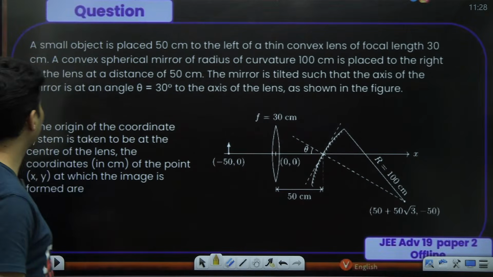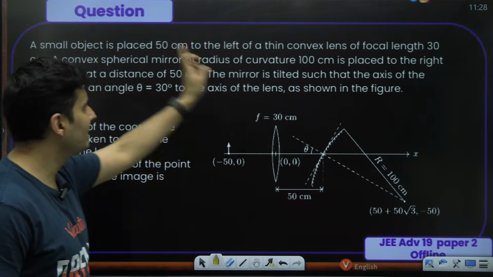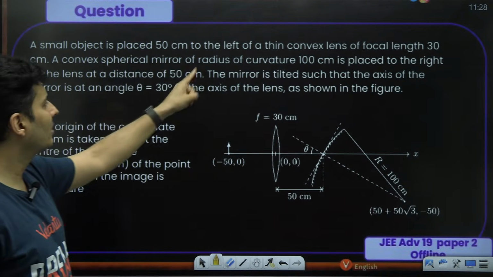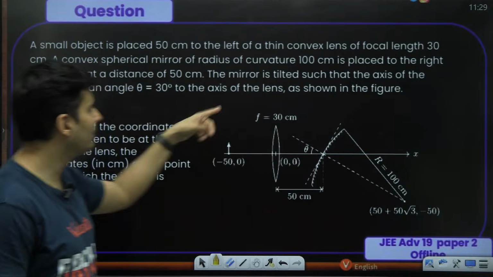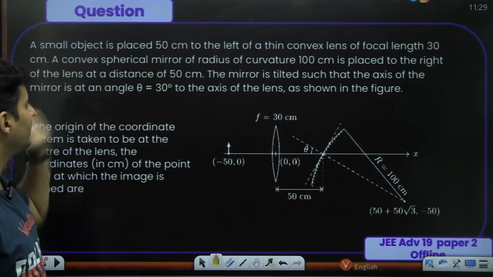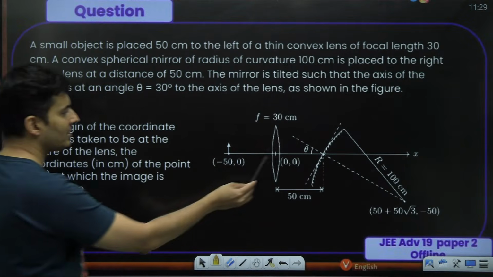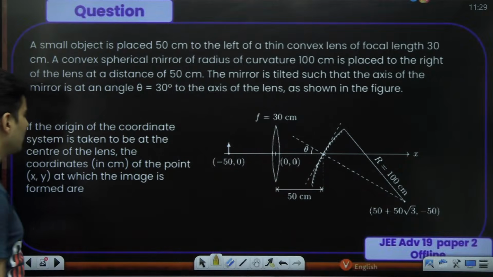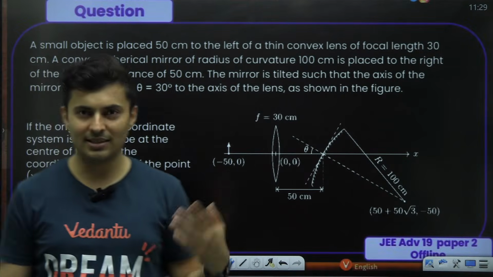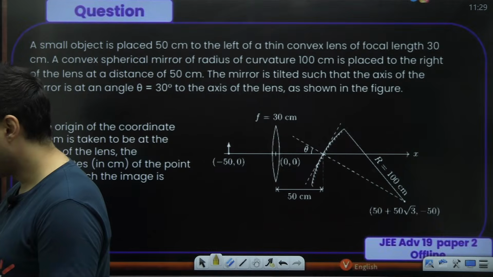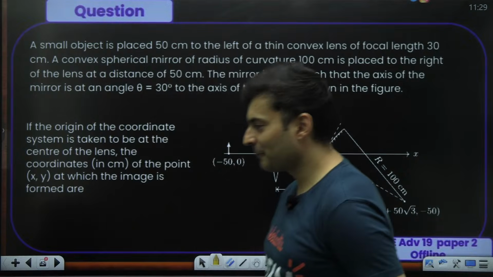Moving on to the next question on your screen. There is a small object placed at 50 centimeters to the left of a thin convex lens of some focal length. A convex spherical mirror of radius of curvature 100 is placed to the right at a distance of 50 centimeters from the convex lens, but the mirror is tilted by 30 degrees. If the origin of the coordinate system is taken to be the center of the lens, that means this is the origin, this is the y-axis, this is the x-axis, the coordinates of the point where the image is going to be formed are where exactly? Beautiful question, guys. Observe it carefully.